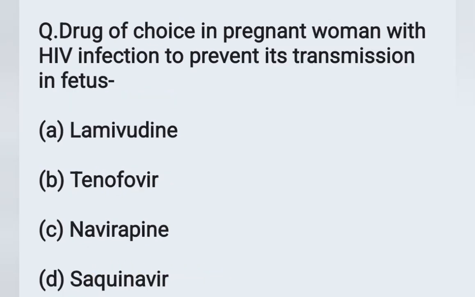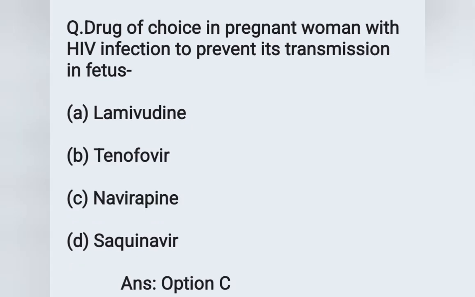And the next question is, drug of choice in pregnant woman with HIV infection to prevent its transmission to the fetus is options. Option A lamivudine, option B tenofovir, option C nevirapine, option D saquinavir. Drug of choice in the treatment of HIV infection is zidovudine. Here, drug of choice in pregnant woman with HIV infection to prevent its transmission to the fetus is nevirapine. Option C is the correct answer. Move on to the next question.